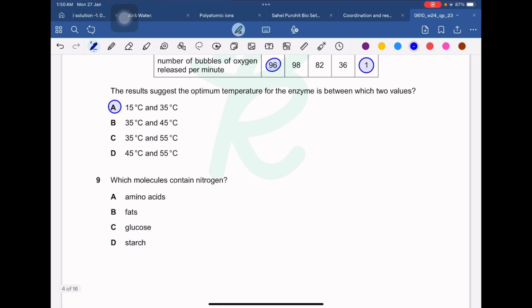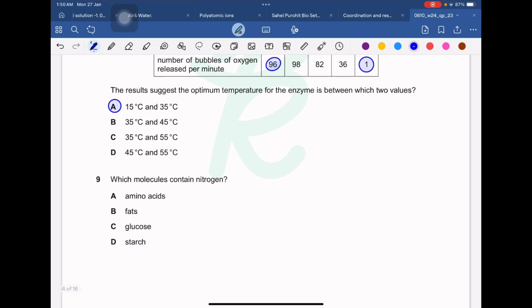Let us move on to the next question. Which molecules contain nitrogen?